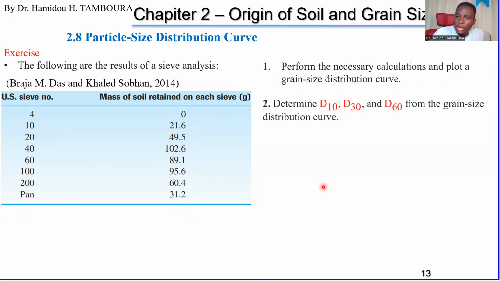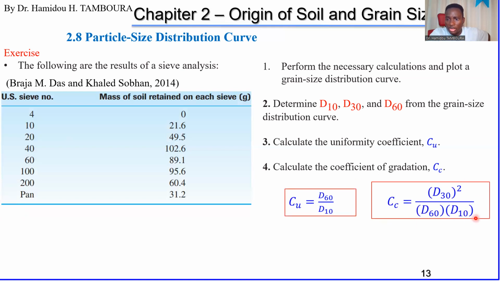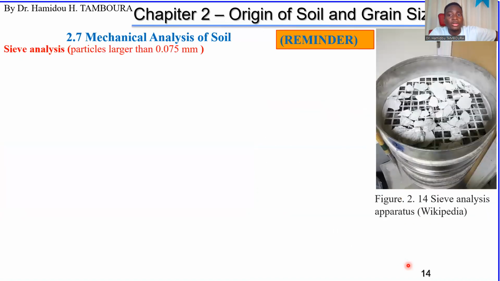Secondly, we have to determine D10, D30, D60 from the curve. Number 3, uniformity coefficient. Number 4, coefficient of gradation. Just as a reminder, I give you here how to calculate the two coefficients, uniformity and gradation. I just remind this one also: step by step, how we obtain the percent finer.